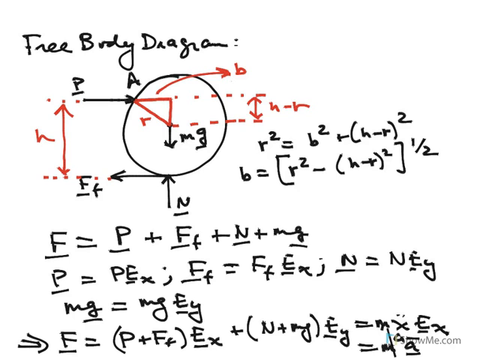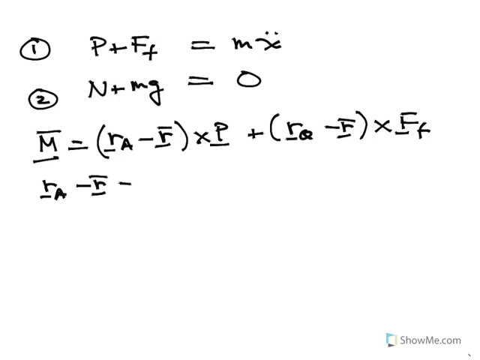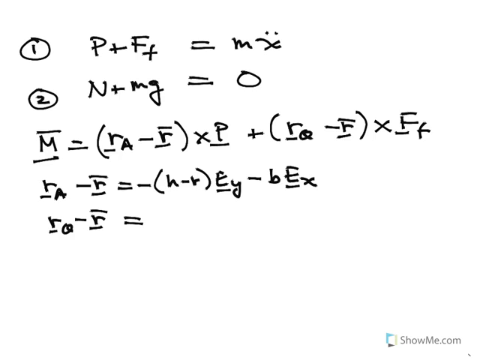But I know the following. You can see that the position of A relative to the center of mass is equal to minus h minus r ey minus b ex. So this is equal to minus h minus r ey and then minus b ex. Now, rq minus r bar is the somewhat easier one. This is equal to plus r ey, because I defined ey to be downward.